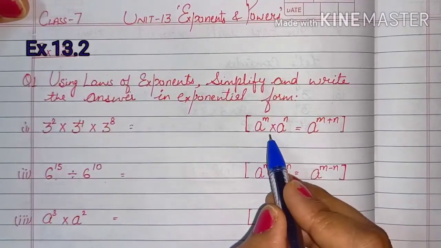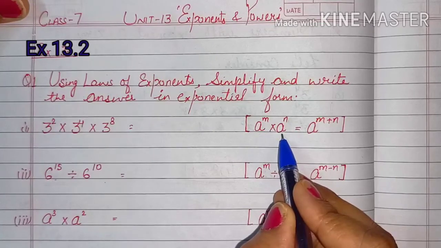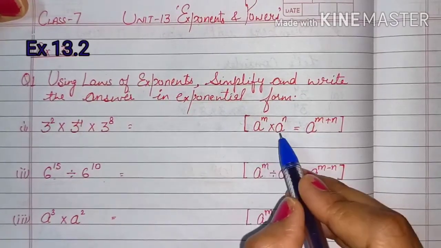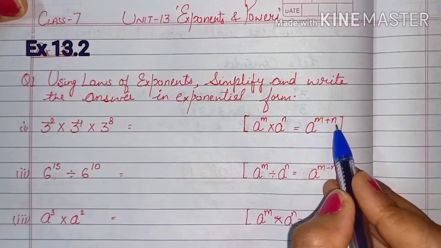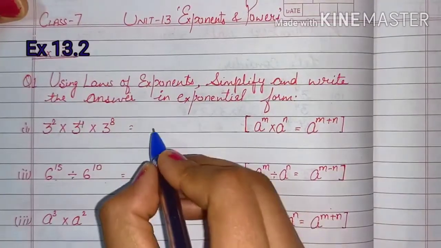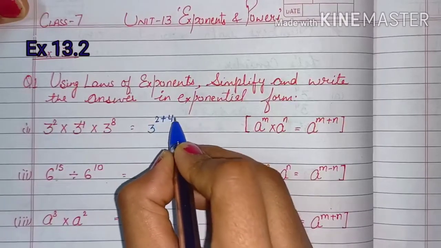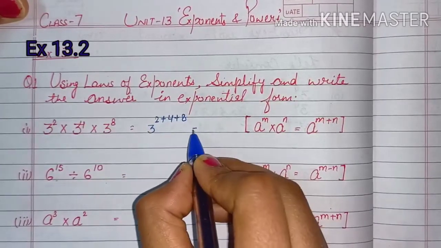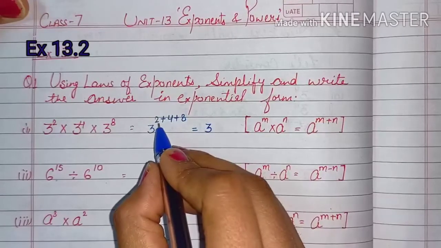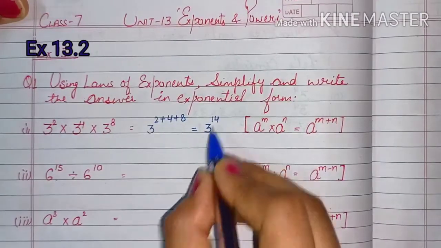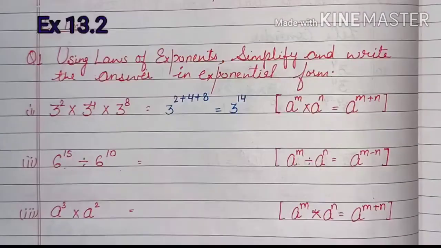So we will use this law that if the base is the same and the powers are different, then to find the product we will add the exponents, add the powers. So here we will have 2 plus 4 plus 8, and its answer will be 2 plus 4 is 6, 6 plus 8 is 14. The answer is 3 raised to power 14.